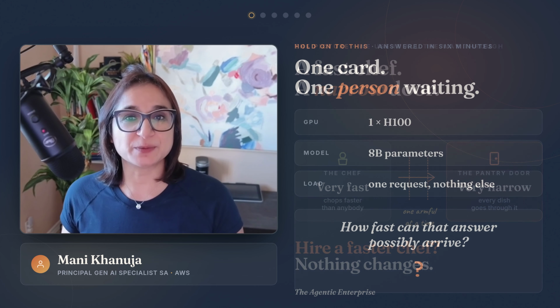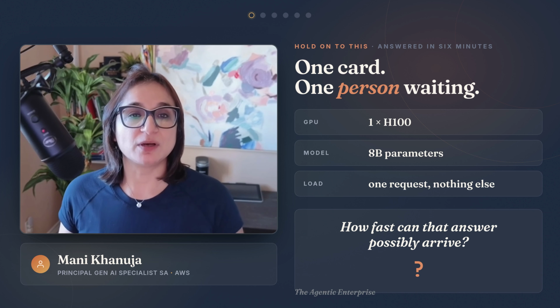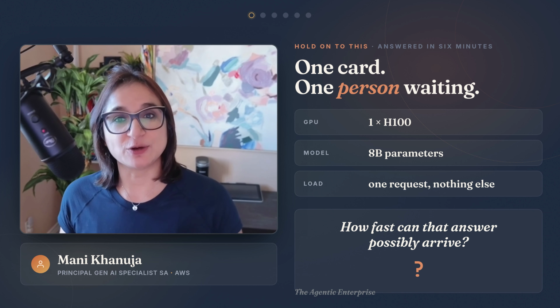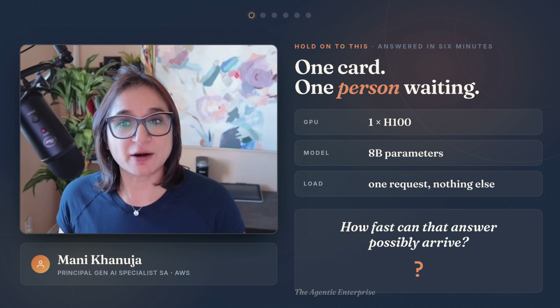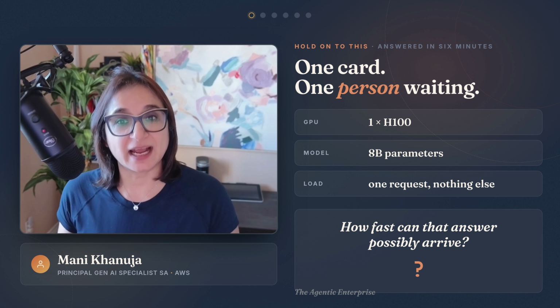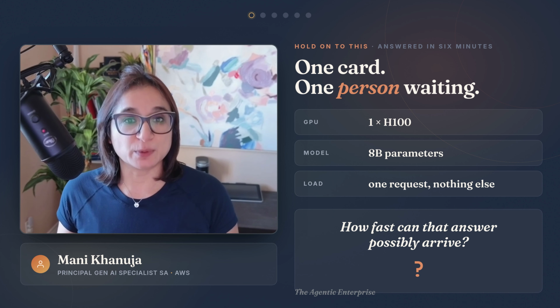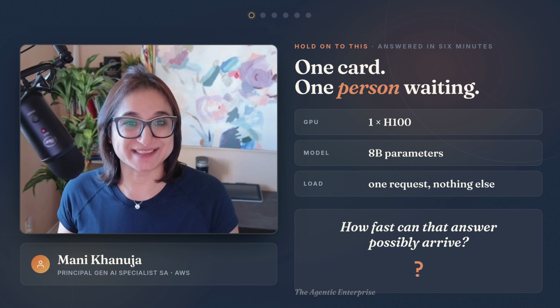And hold on to this one all the way through. One H100, 8 billion parameter model, one person waiting for their answer, and nobody else on the card. How fast can that answer probably arrive? There is a hard ceiling on it, and nothing you write in your code goes above it. And we will work it out together in about 6 minutes.